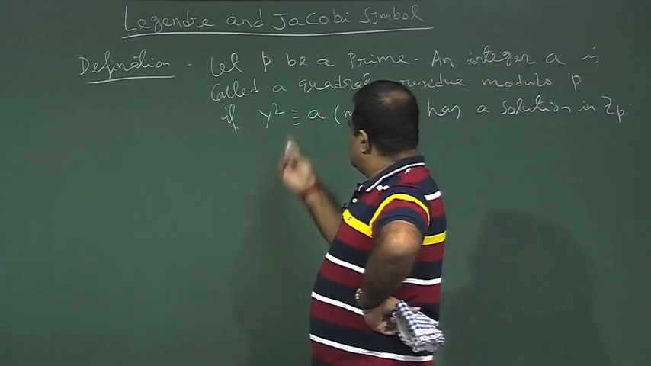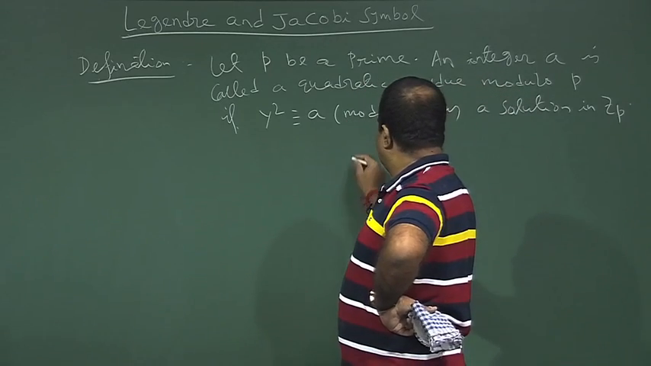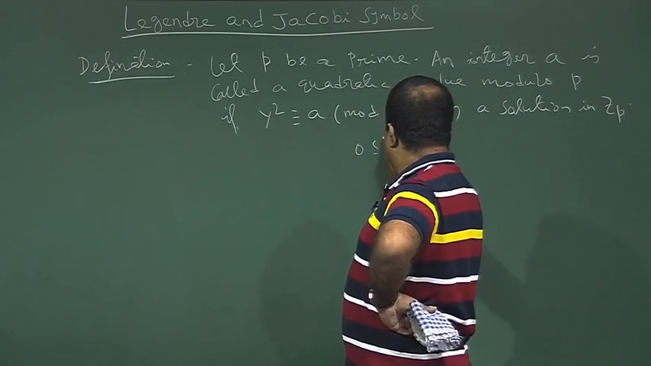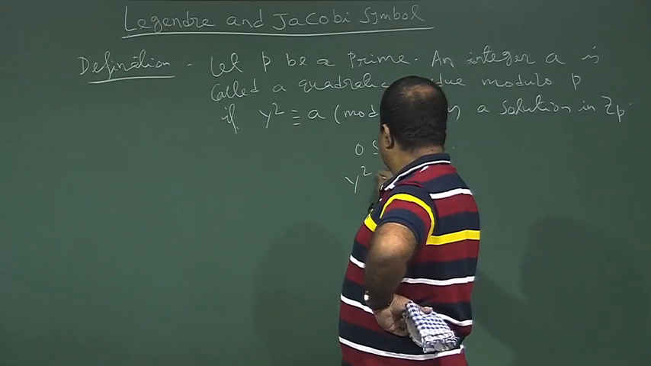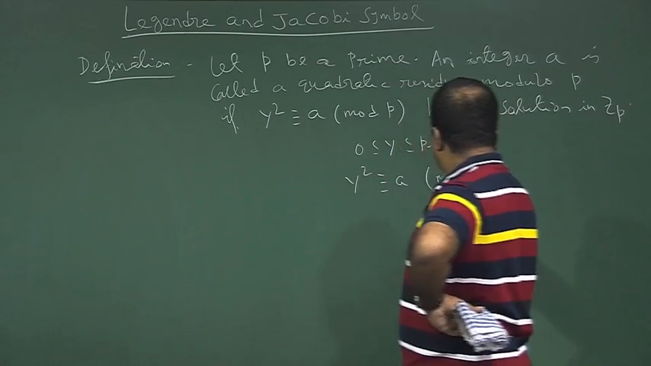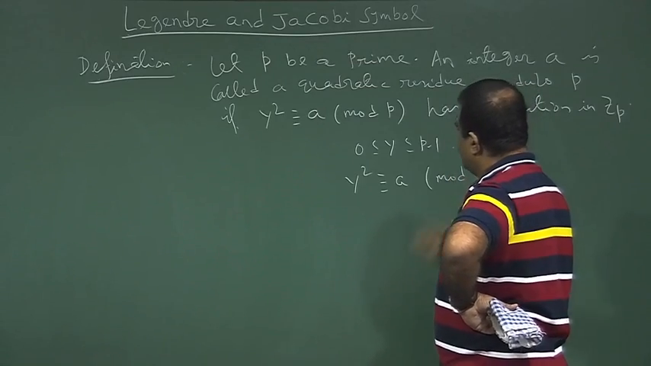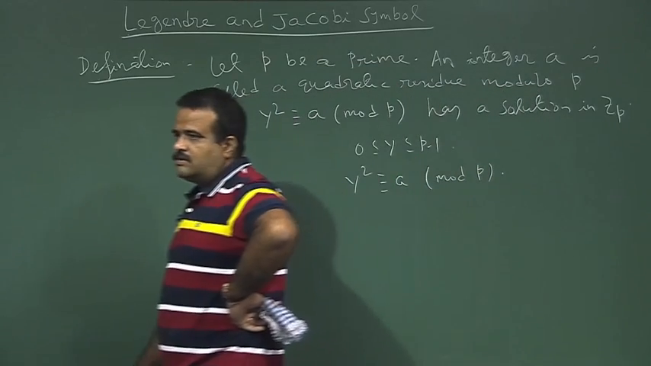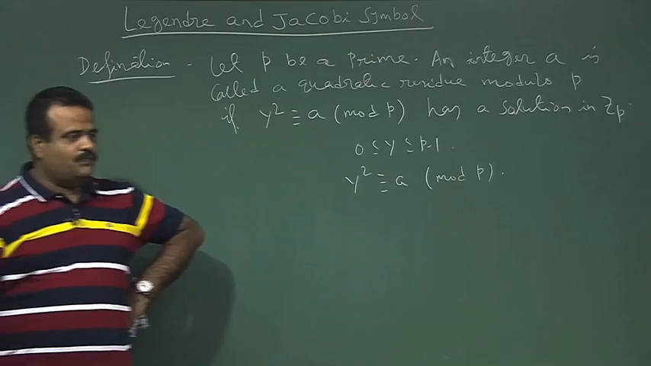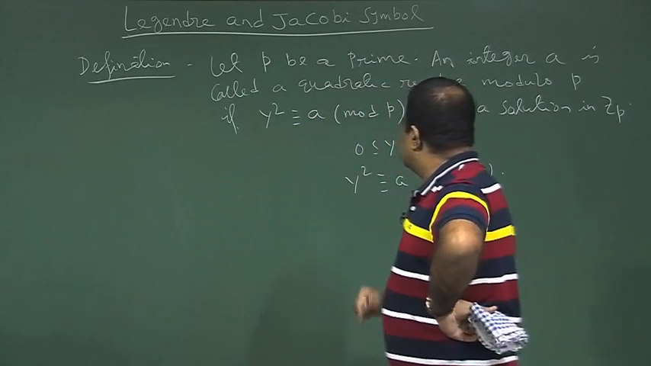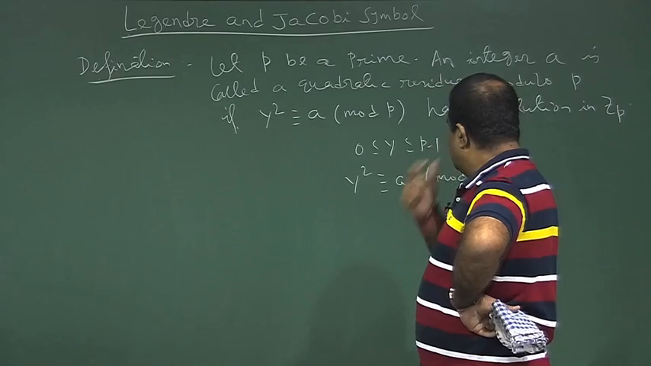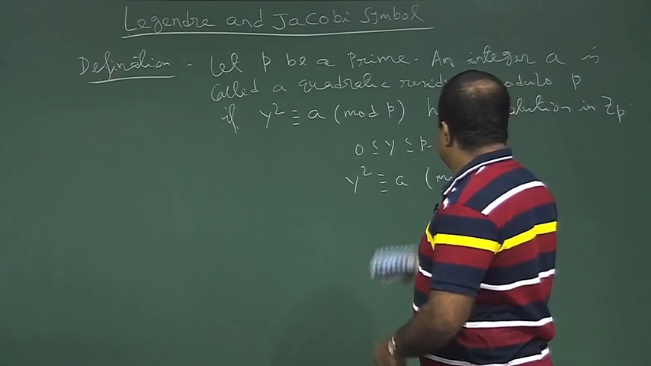That means, if there exists a y, 0 less than y less than or equal to p minus 1, such that y square will give us a. So, we should be able to find the square root of a, then it is called a quadratic residue, and we have seen some results on the quadratic residue, like Euler's result.